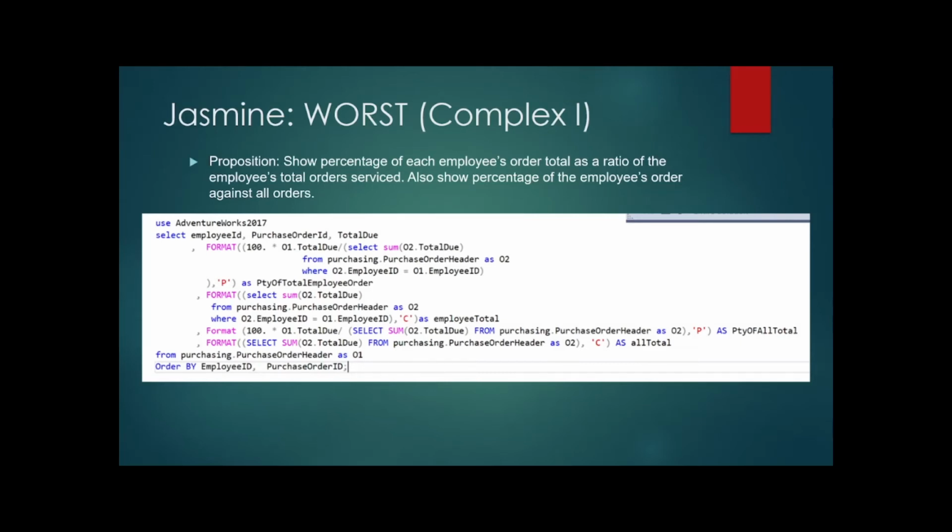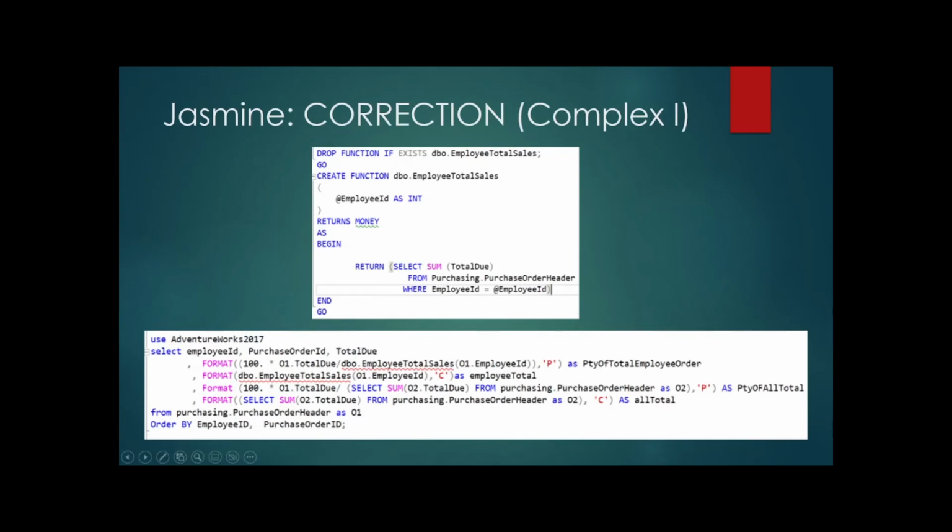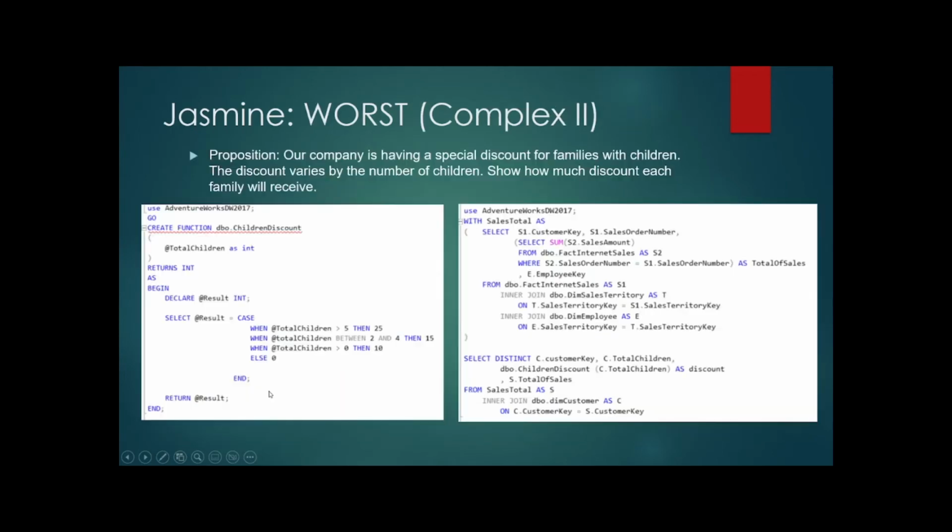The number of times the subqueries are invoked clouds the overall query. So I decided to make a scalar function here that returns the total sales amount for each employee. I got rid of the first subquery but kept the second one because I think it was a little bit simpler than the first one. So the use of the scalar function reduced many lines from the original query and is more readable. Worst complex one.